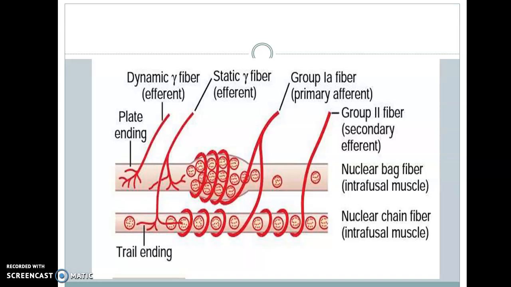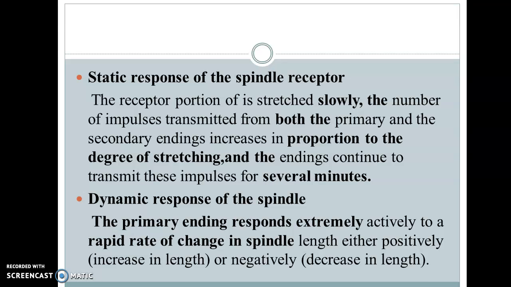And coming to the efferent part, we can see two types: the dynamic type and the static type of gamma fibers. We are going to see what exactly they are doing. One response by the spindle is given as static response and the second response is given as dynamic response. When, for example, a muscle is stretched but the stretching is very slow, then the number of impulse transmissions in both the primary as well as the secondary will be according to the degree of stretching, and it will continue to transmit these impulses for several minutes.